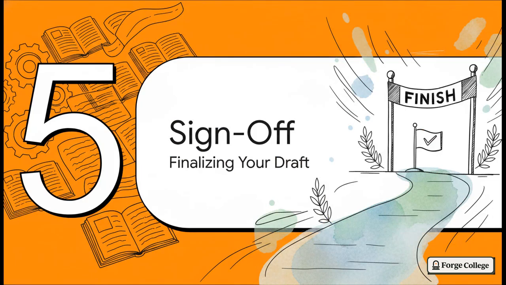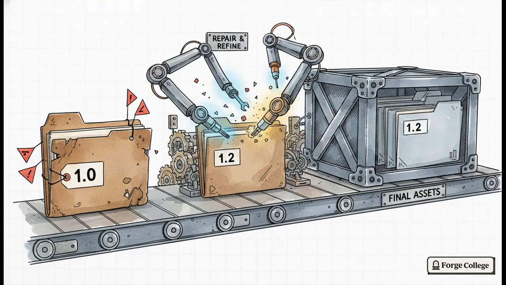And that brings us to part 5, sign off, finalizing your draft. Okay, so you've got your structured feedback. What's next? You clear out the highest priority major revisions from your peers on version 1.0. Then you simply increment your draft to version 1.2, and you prep your export-ready Capstone final assets folder. This keeps everything beautifully organized and gives your instructor a completely clean, sanity-checked package to review.